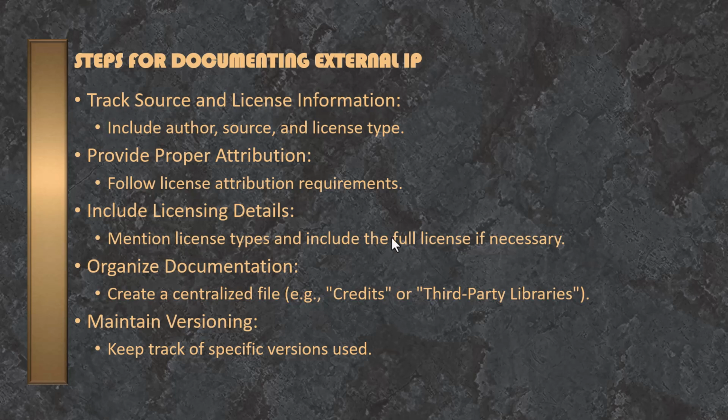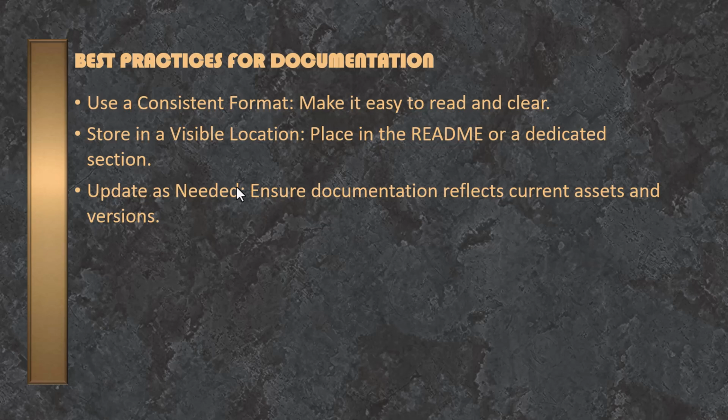And so somewhere in your code, you need to mention the license types and the full licensing. A good place to put that is maybe to make a file that says credits or third-party libraries. The other place you can place it is in a README file. So if you're putting your code on GitHub, generally there's a README file at the very beginning. That's a great place to put any licensing that you're using. And then keep track of the specific versions you use, not just the source, but also the version of it that you use. And when you're doing that, make it easy to read and clear. Use a visible location: the README, the library file on GitHub. Put it in the README section.